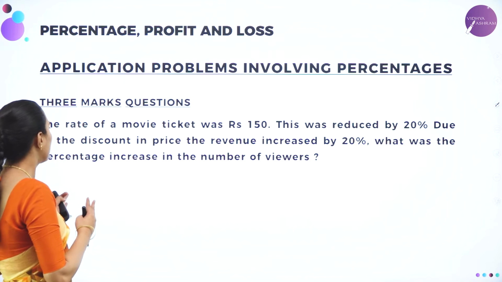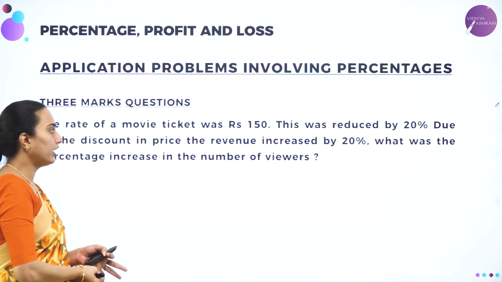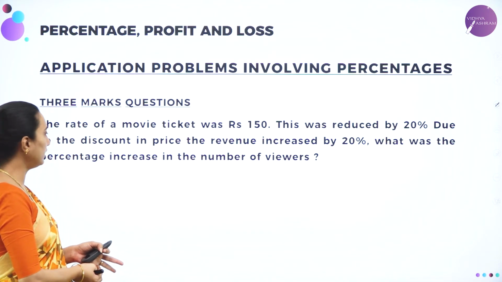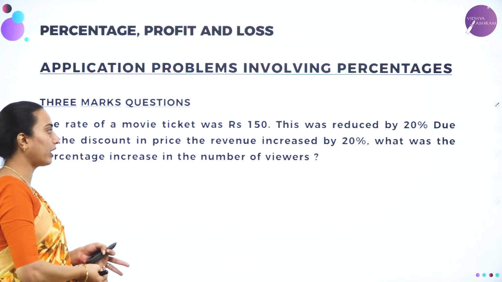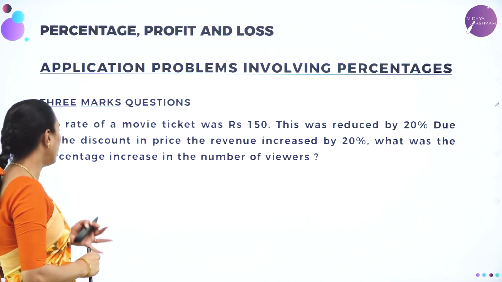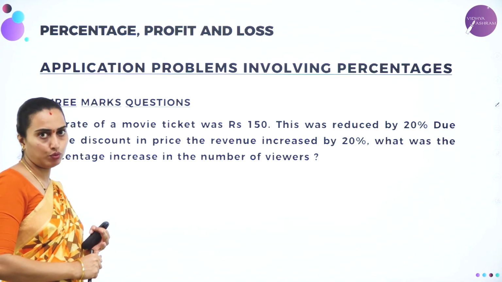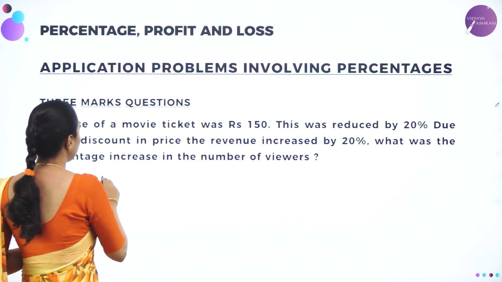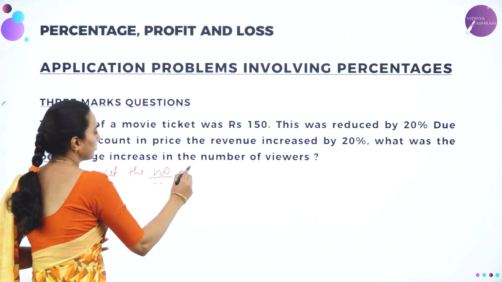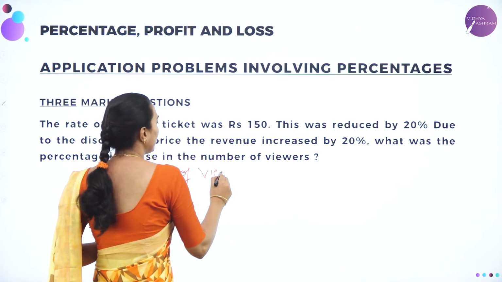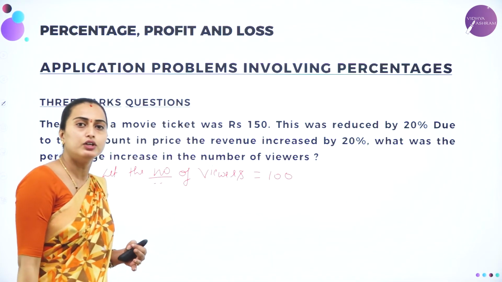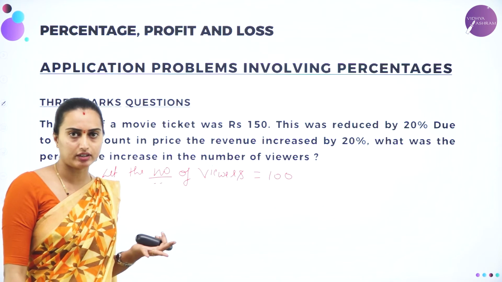The next question is, the rate of a movie ticket was rupees 150. This was reduced by 20% due to the discount in the price. The revenue increased by 20%. What was the percentage increase in the number of viewers? I am going to take it as, let the number of viewers be 100. Because for the percentage you are going to calculate, you can consider 100, okay?